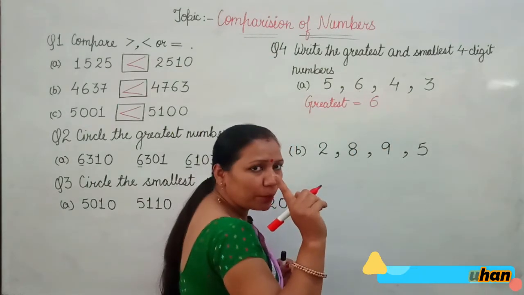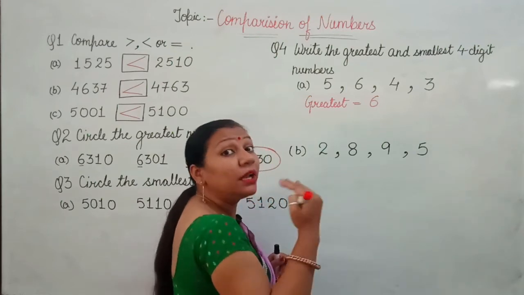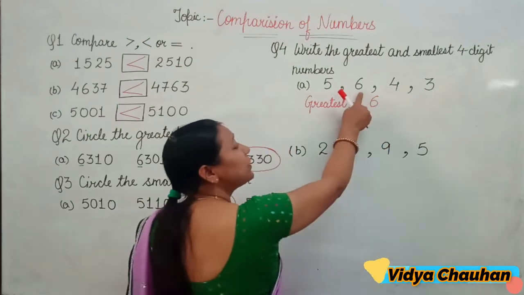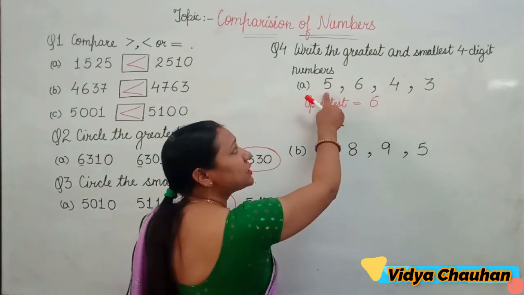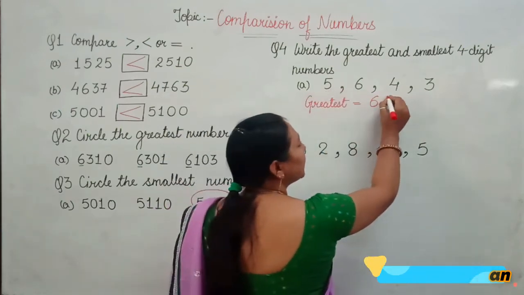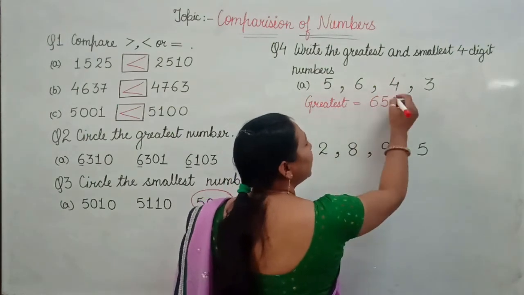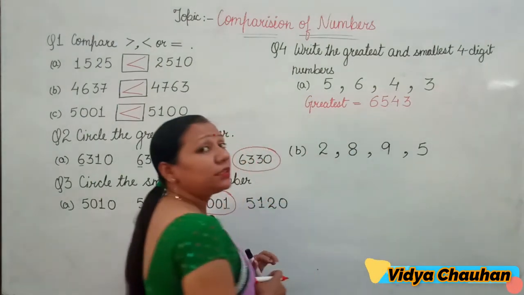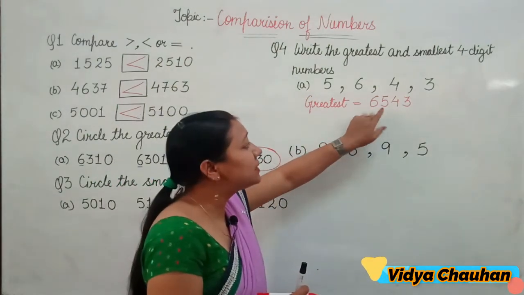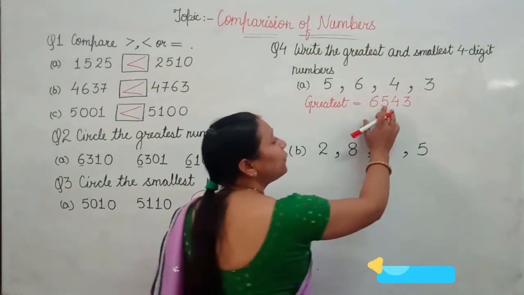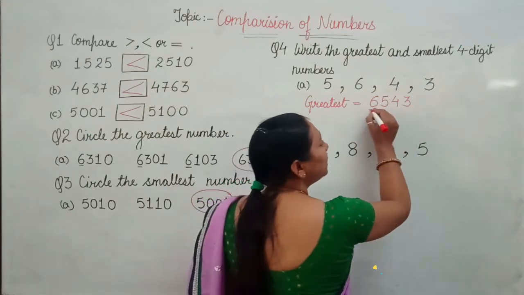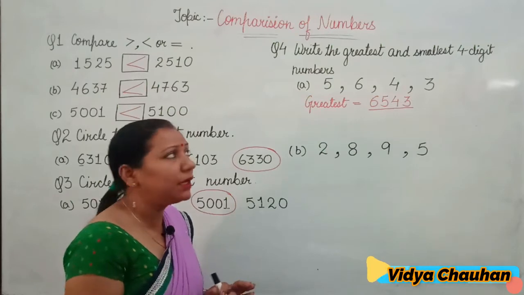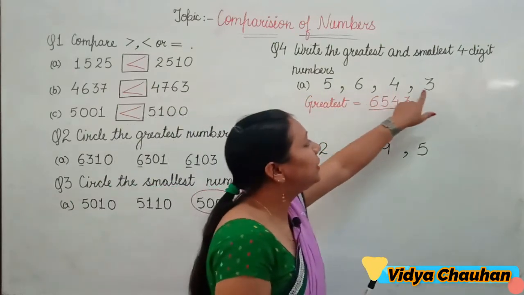Do not put commas now, because you are forming numbers. So you will not put commas. 6. After 6, which is the smaller one? 5. Then after 5, the next smaller value is 4 and the smallest value is 3. So which number is this? 6543. This is our greatest 4-digit number using the given digits.